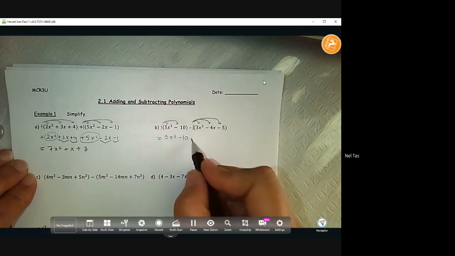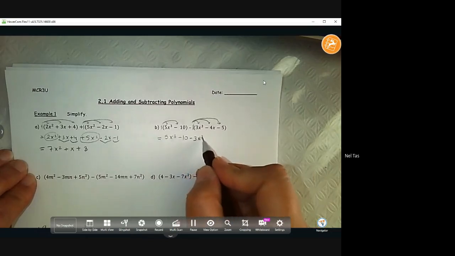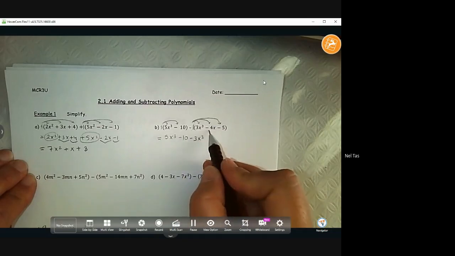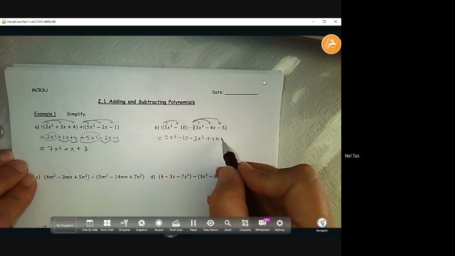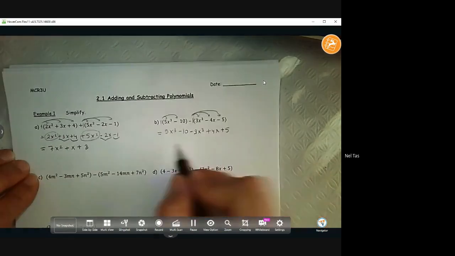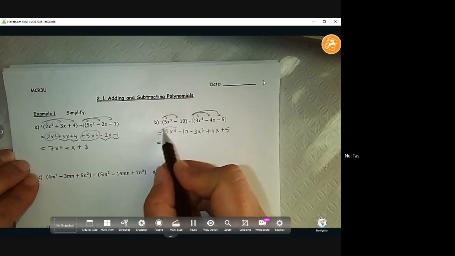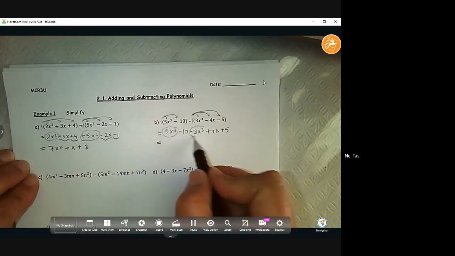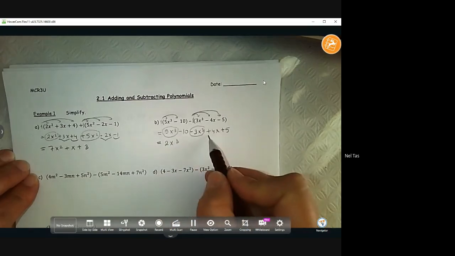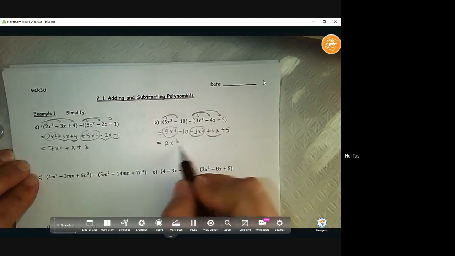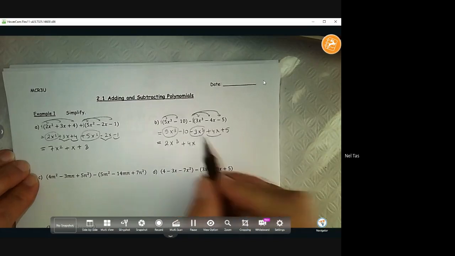Negative 1 times 3x cubed, negative 3x cubed. Negative 1 times negative 4x, positive 4x. Negative 1 times negative 5 gives you positive 5. Now collect the like terms. So we have 5x cubed minus 3x cubed. That gives us 2x cubed. Then we have one term with x, positive 4x, and we have negative 10 plus 5, negative 5.